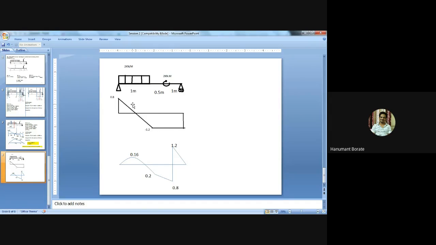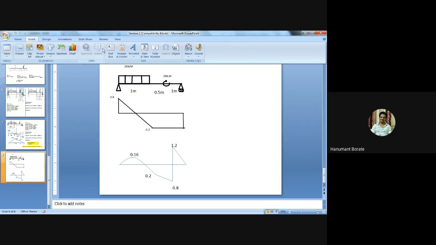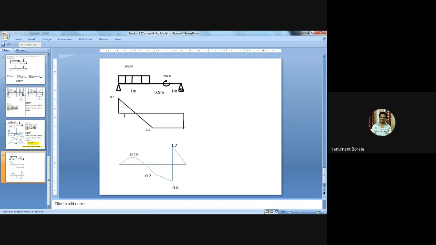Now we got the SF value 0.8 at the left of this A point. At the UDL end, we got the value minus 1.2. And here also at the left point minus 1.2. So in this way we drew the SF diagram. Now you can see this SF changes its sign within this UDL span, so we need to calculate this x value. As per my calculation, the value of x is 0.4.